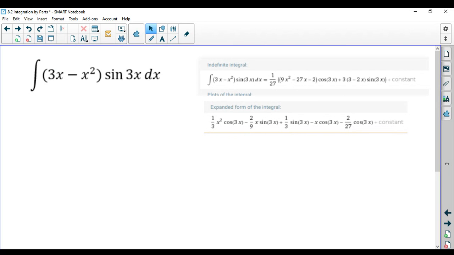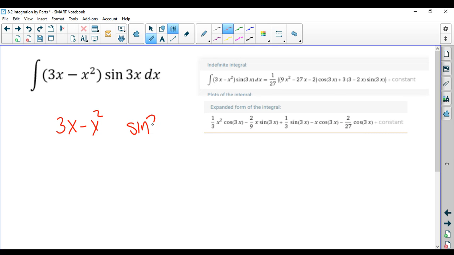So first of all, the reason why you have to figure out if tabular method is going to work in the first place: one of the parts of the integral must differentiate down to 0. And 3x minus x squared will differentiate down to 0. So let's set up a chart. The part that we're taking the derivative of, and the part we're going to integrate, and we'll add our pluses and minuses later.